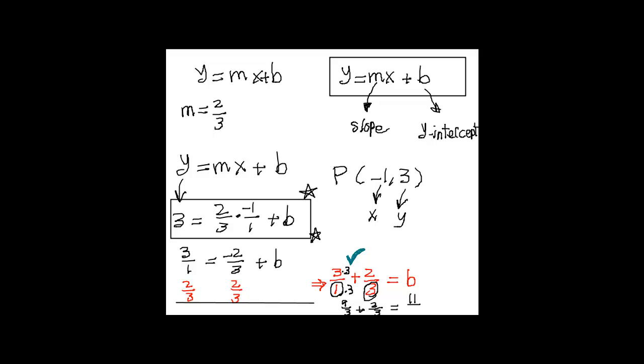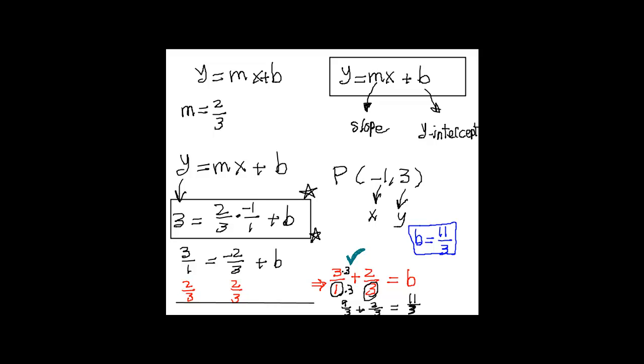If everybody agrees b is 11 over 3, put a check mark next to your name, please. So b is equal to 11 over 3. Everybody follow that? Okay. Shannon, are you okay so far? Daisy? Okay, good. So we have all the information we need to write the equation of the line.